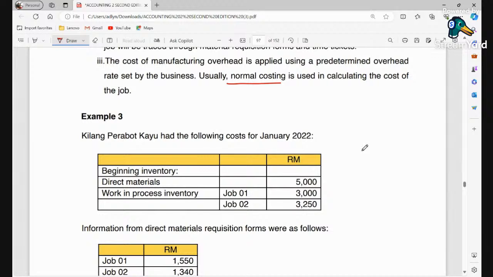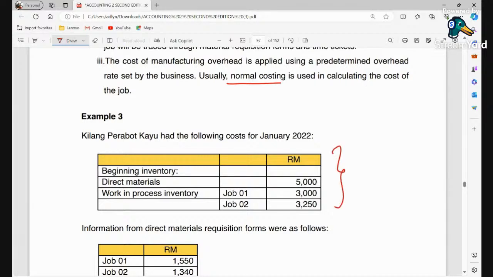Okay, so example 3. Kilang perabot kayu has the following cost. Okay. Dia bagi dekat sini, dia ada beginning inventory ya. Alright. So, direct material ada 5,000 and then kita ada WIP. Okay, so WIP untuk job 01 and job 02 kita ada 3,000 dan kita ada 3,250. Ini untuk direct material. Okay.